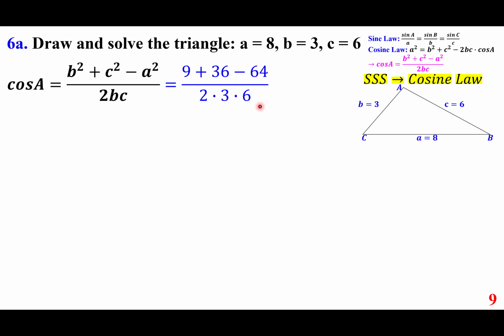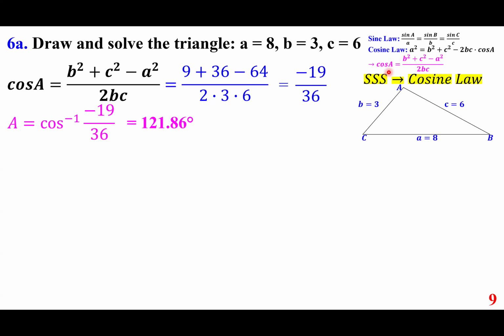45 minus 64 is negative 19, and this is 36. So cosine A is negative 19 over 36, which means A is cosine inverse of this number, and the answer is 121.86 degrees. Because all three angles are missing, the second angle also we use the cosine law. You could use the sine law because you found one of the angles, but we're going to continue with the cosine.